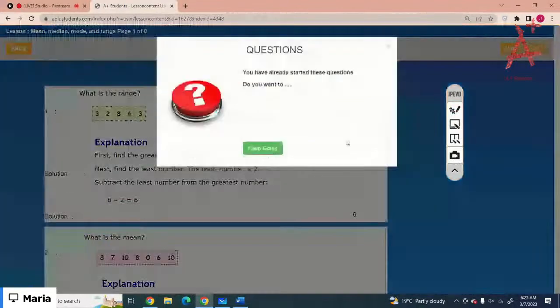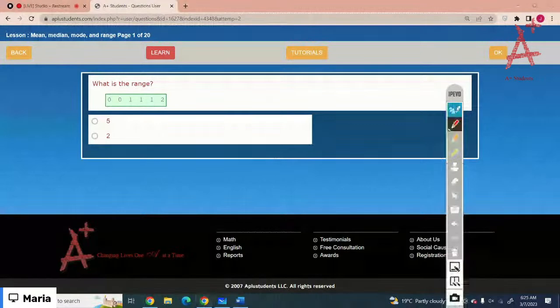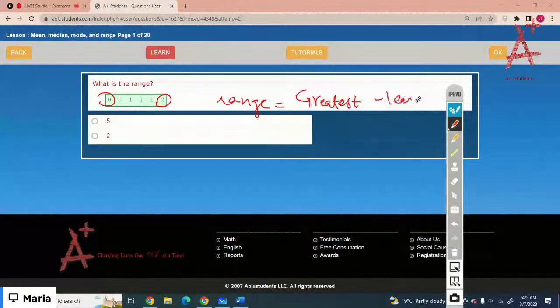Let's just start with the test question. Okay, you have to calculate the range of the data. So you have to find the greatest number in the data. The greatest number in the data is 2. Then you have to find the least one. You can calculate the range by subtracting the least one from the greatest number. 2 minus 0, that would be 2. That means the range of the data is 2. Got it, everyone?